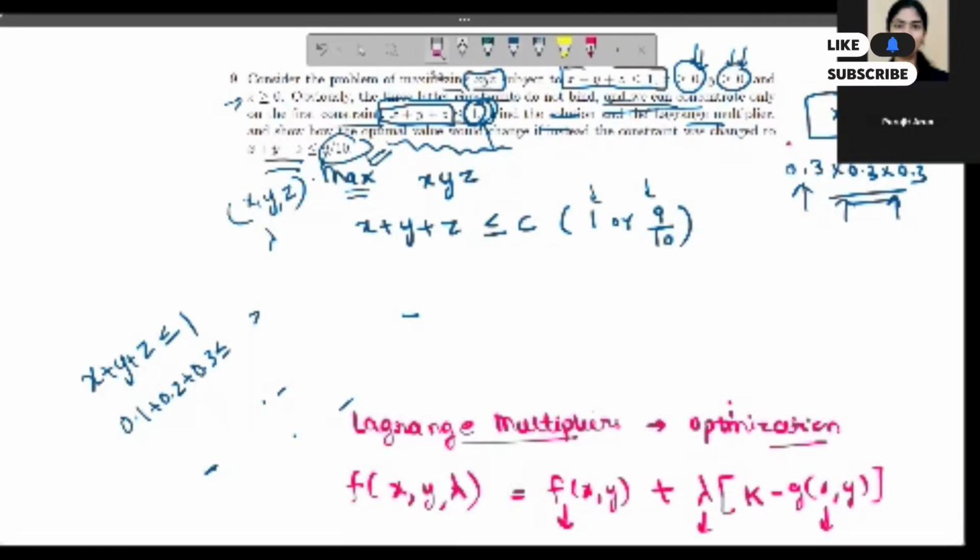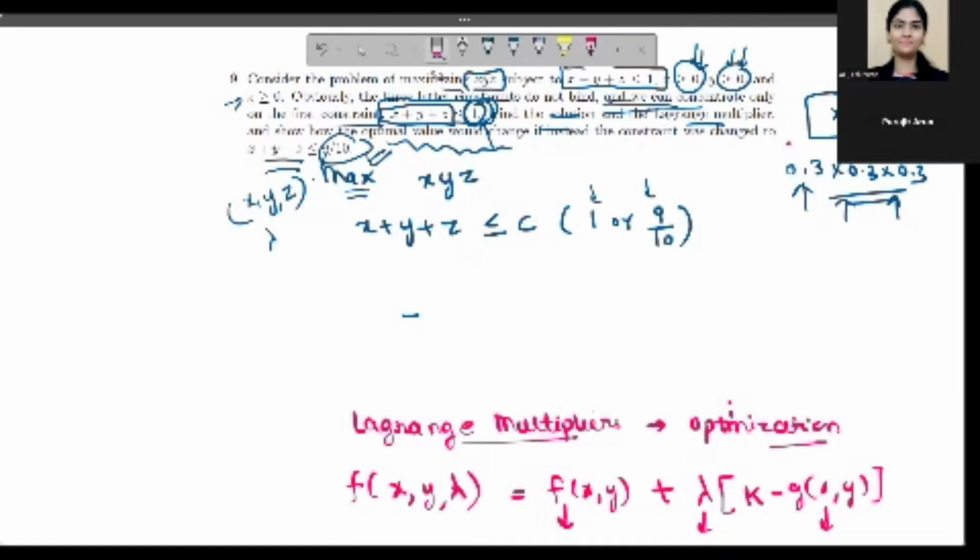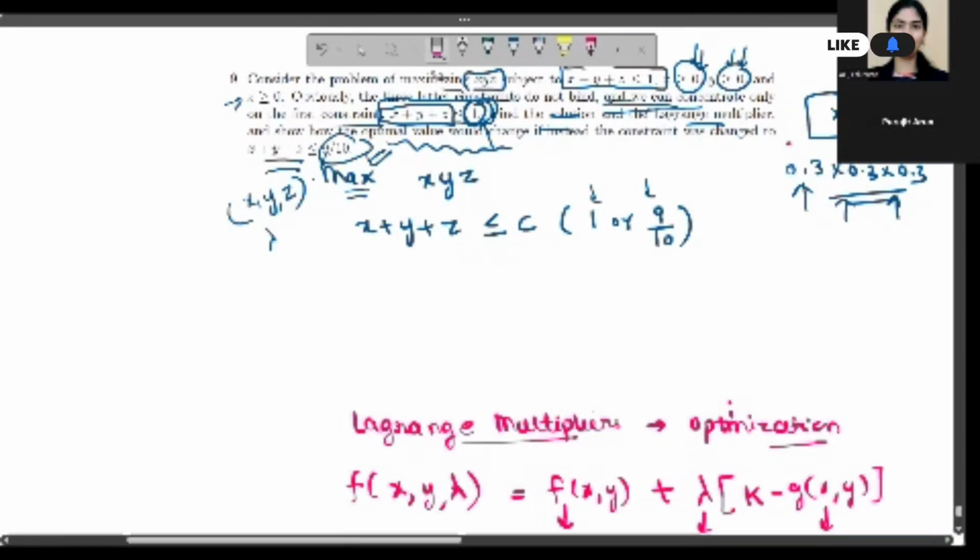Ma'am, so we sort of find the x, y, z and lambda values for both the constraints, and then we just tell how much the values of x, y, z and the constraint have changed, and the lambda has changed. Yes.